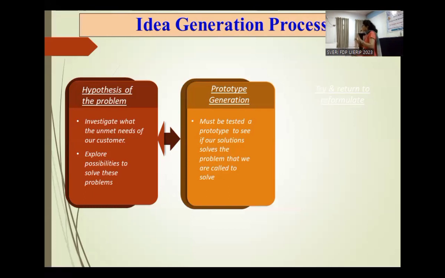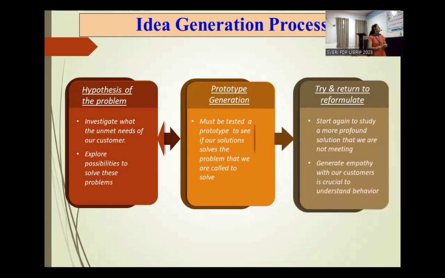That means first we do a literature survey. Then we combine this literature survey and find what problem should be solved. That means the hypothesis of the problem. After the hypothesis, we go for a block diagram, and through the block diagram we go to the physical model, that is the prototype. The prototype must be tested to see if the solution solves the problem that we set out to solve. That means what was our hypothesis, what was our expectation, and whether the product is solving our problem or not.